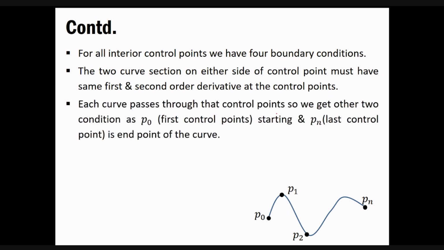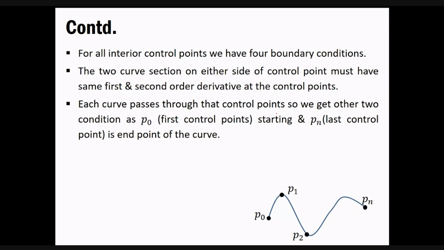And each curve section passes through its control points, so we get other two conditions as p0, the starting point, and pn, the last control point, that is the end point of the curve. Whatever is given, if you are given some polygon or some particular curve or spline, you need to gather all of this information and keep it with you, that these are the things we have and this is the complete information you could have at that stage. We have not done any calculation yet. If there is some calculation to be done, then I will definitely show you. For now it is just a conceptual thing, you just understand this.